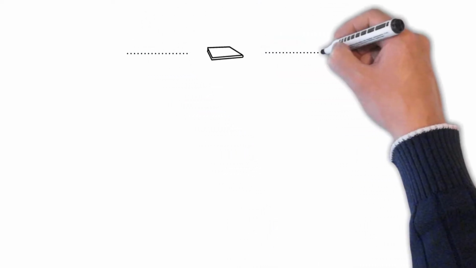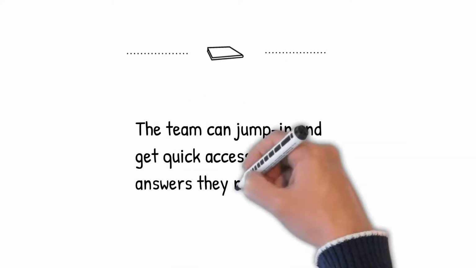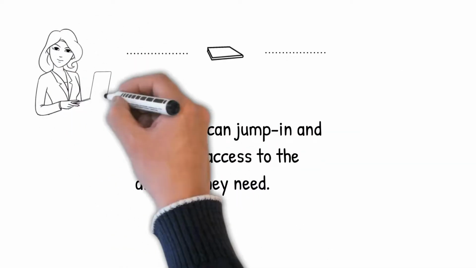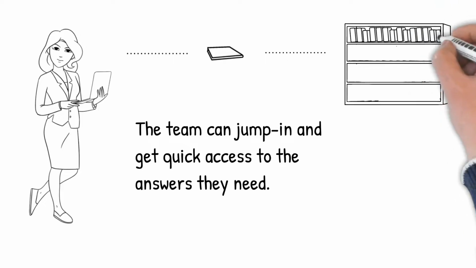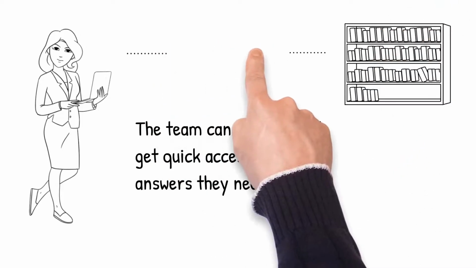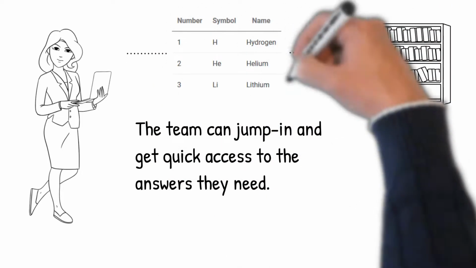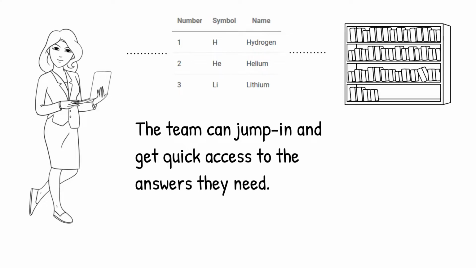Wikis are designed to let your team jump in and get quick access to the answers they need without reading through a traditional document. It's good to think of your pages as individual chunks of information that might be accessed alone without the person ever reading anything else in your wiki, unless you link to it.